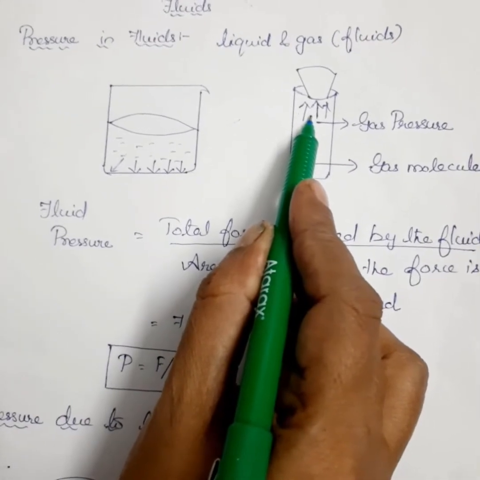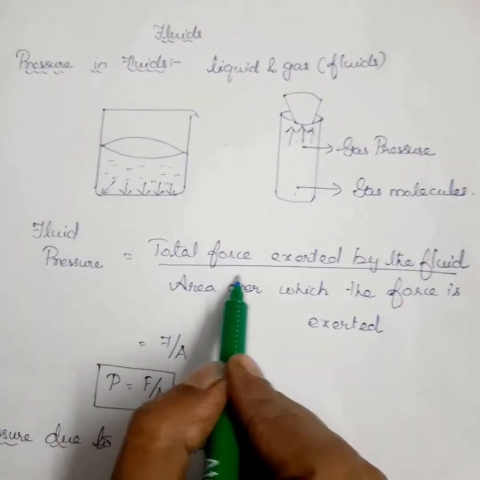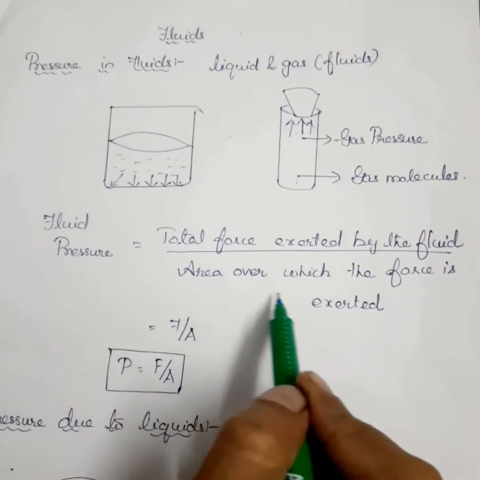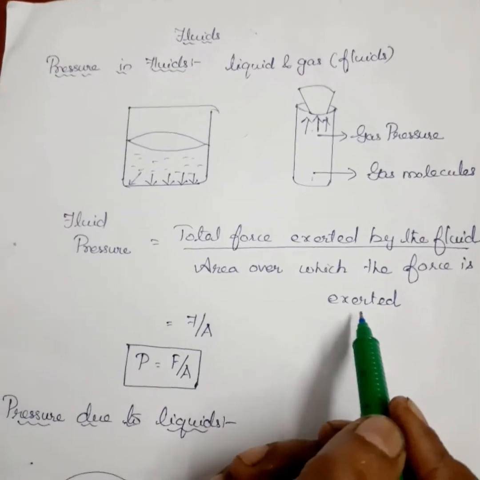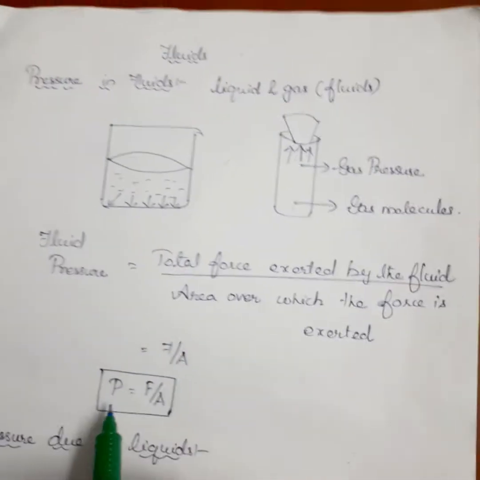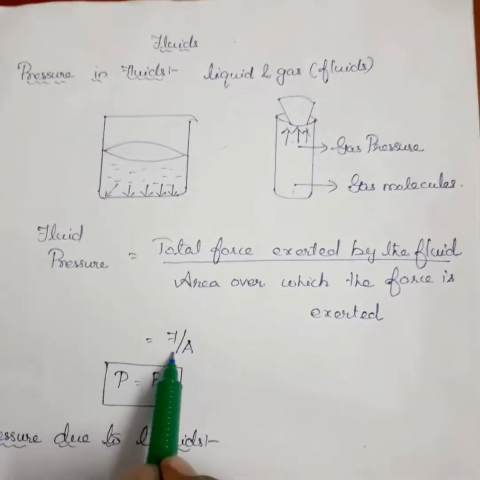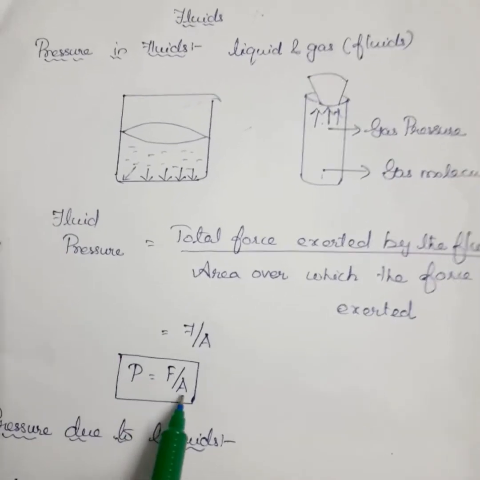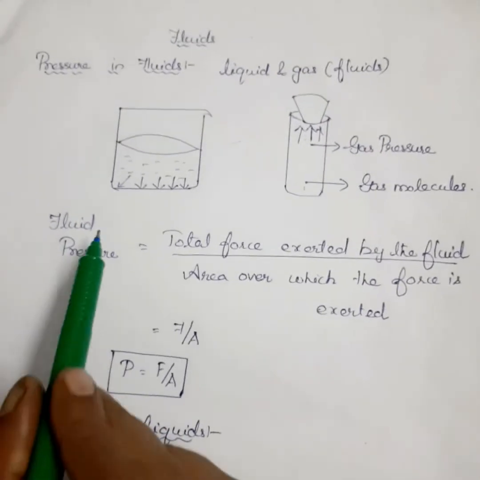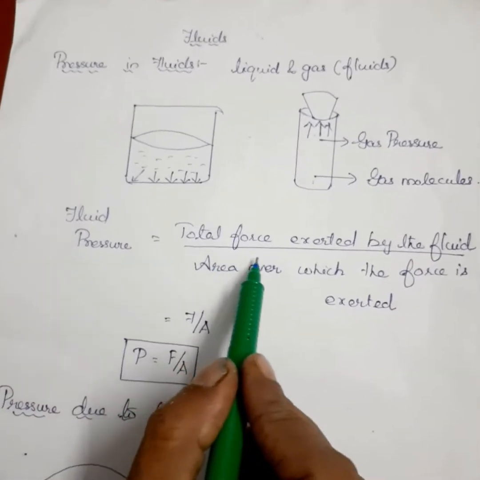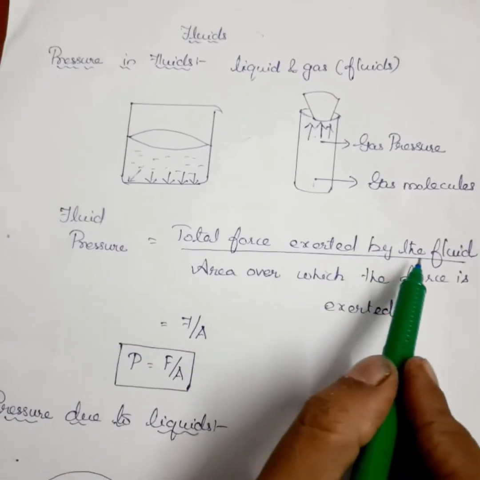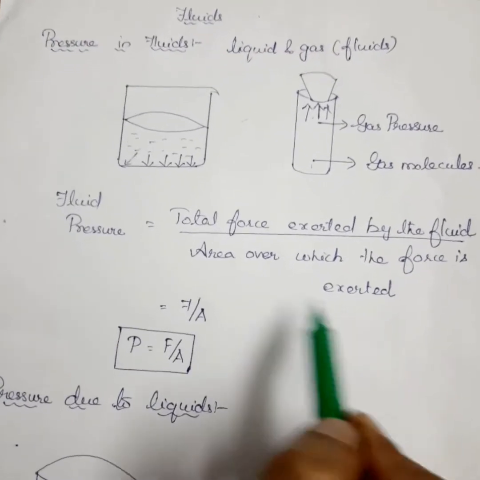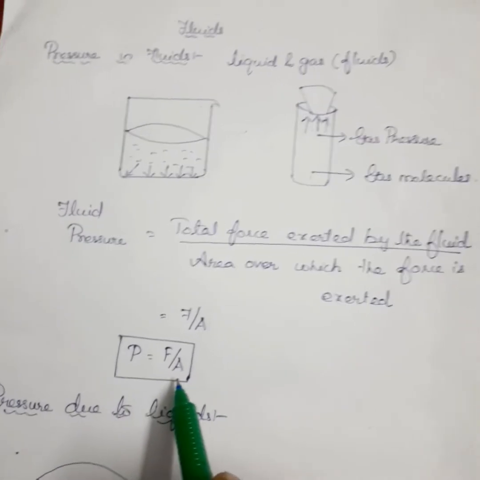So fluid pressure is equal to the total force exerted by the fluid divided by the area over which the force is exerted. So fluid pressure P is equal to total force F divided by A. What's the formula? Pressure is equal to F by A. Once again, listen carefully: the fluid pressure is equal to the total force exerted by the fluid divided by the area over which the force is exerted. So P is equal to F by A.